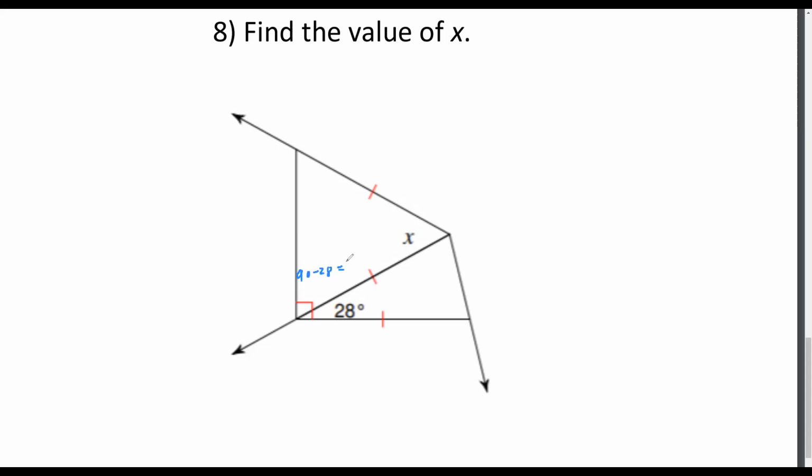70 minus 8 is 62, right? So this is 62 degrees right here. I'll erase that to be a little clearer. This is 62 degrees because, again, this whole thing is 90 degrees, so I need to find whatever's left over.